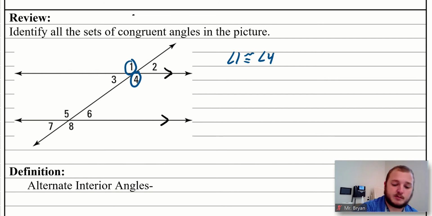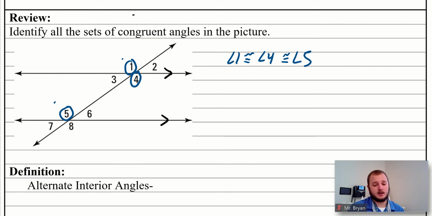Using what we talked about last lesson as well, I know 1 is also congruent to the corresponding angle, or the angle that's in the same spot on the other line. In this case, the angle that corresponds to angle 1 would be angle 5, because they're in the same spot. They're both in the top left of their respective angle groups. And lastly, we know 8 is congruent to all of these as well.